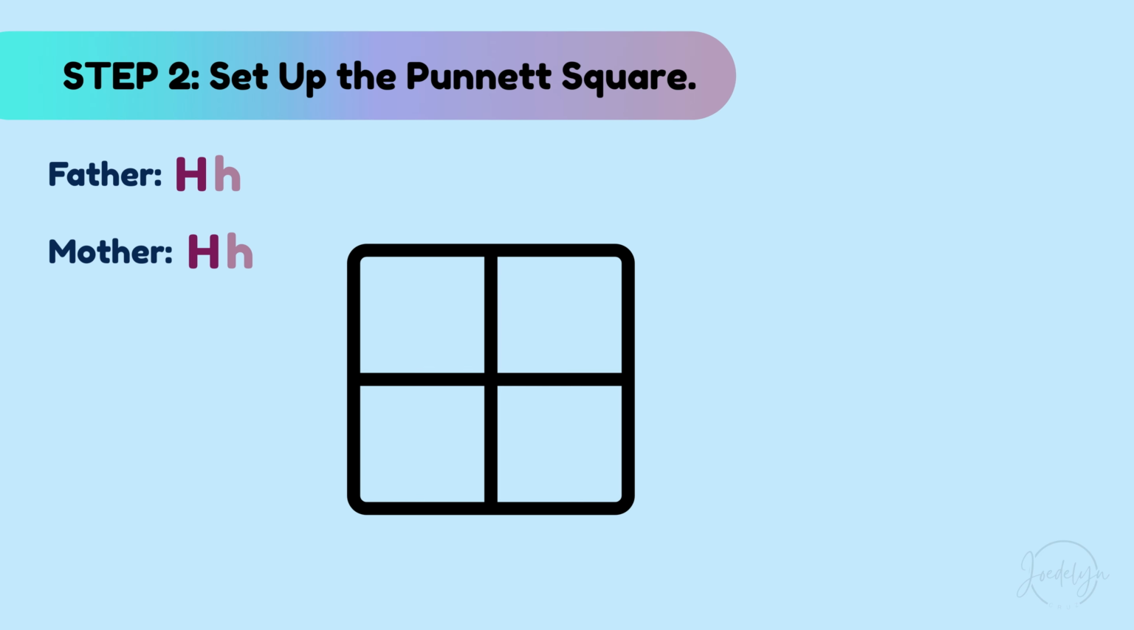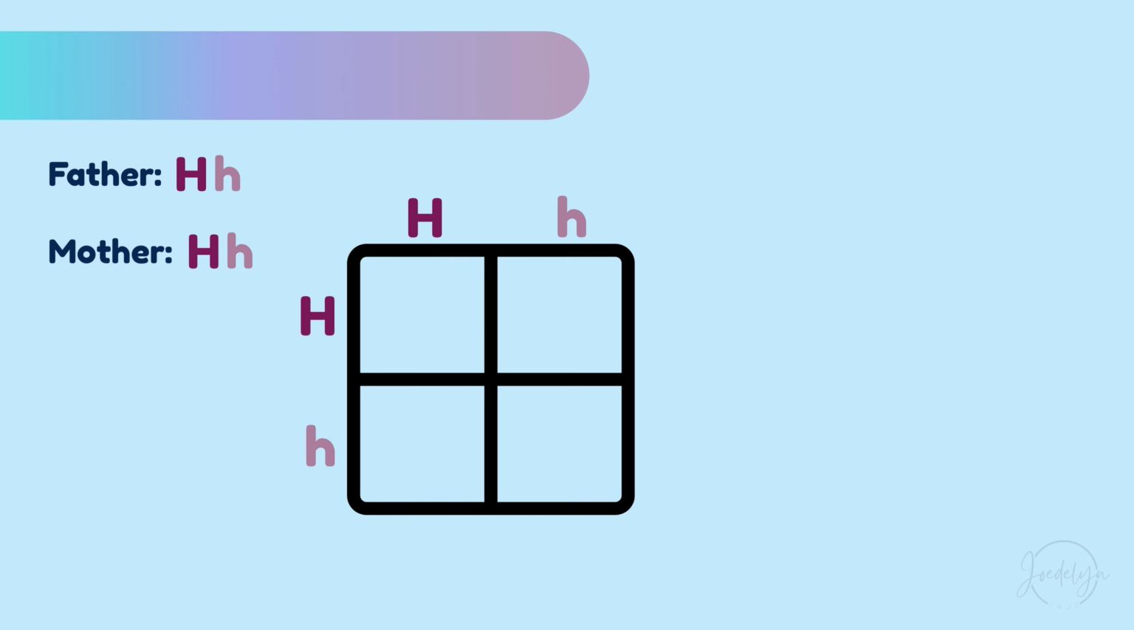Step 2. Set up the Punnett square. Start by drawing a large square and divide it into 4 smaller boxes, 2 rows and 2 columns. Next, write the father's alleles, H and h, across the top, and the mother's alleles, also H and h, down the side. Now, you're ready to fill in the boxes.